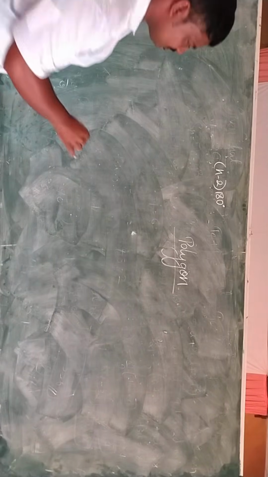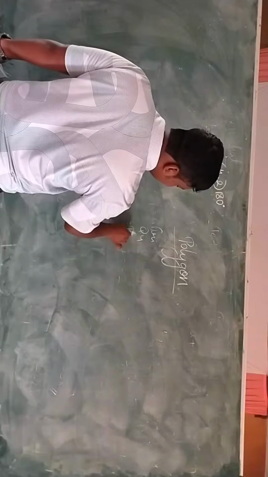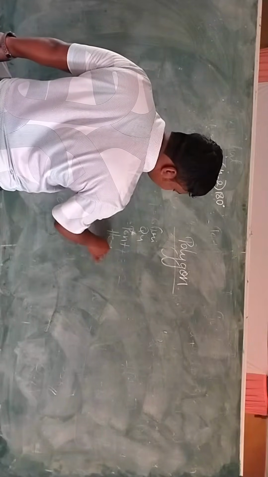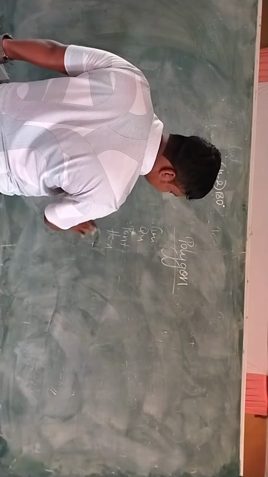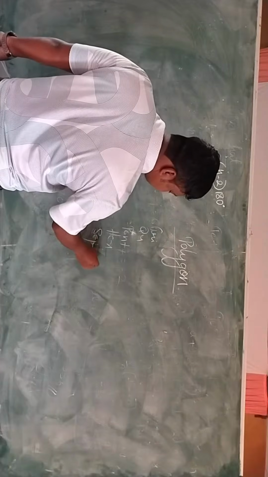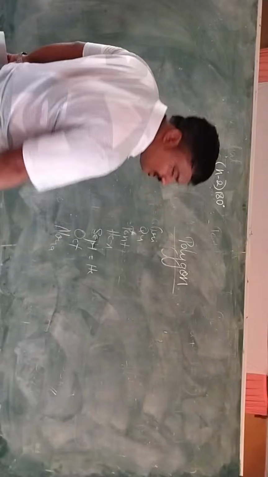A closed figure with many sides is called a polygon. A closed figure made up of only line segments is called a polygon. Triangle, three sides; then quadrilateral, then pentagon, then hexagon, then hepta, then octa, then nona.